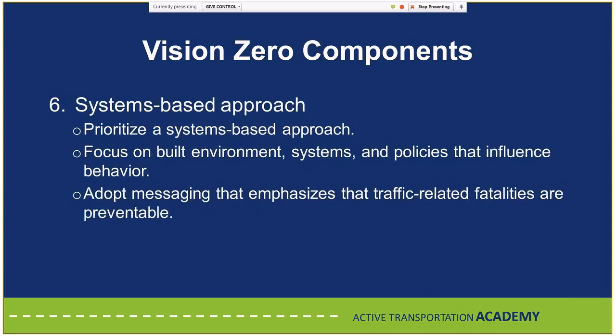A systems-based approach is also important for Vision Zero. So it's important to prioritize this approach and focus on how everything relates and is connected. That means focusing on the built environment, the systems and policies that can influence behavior, and adopting messaging that emphasizes that traffic-related fatalities are preventable.